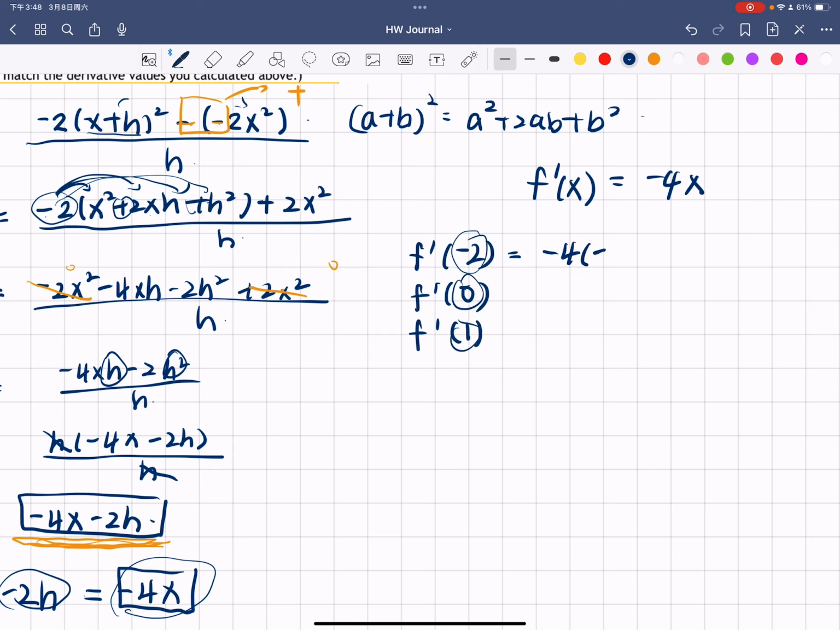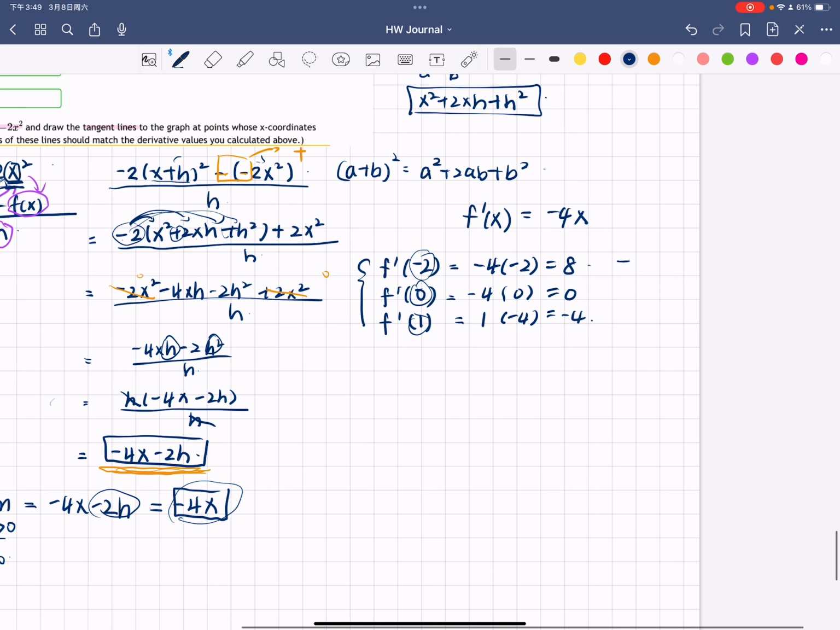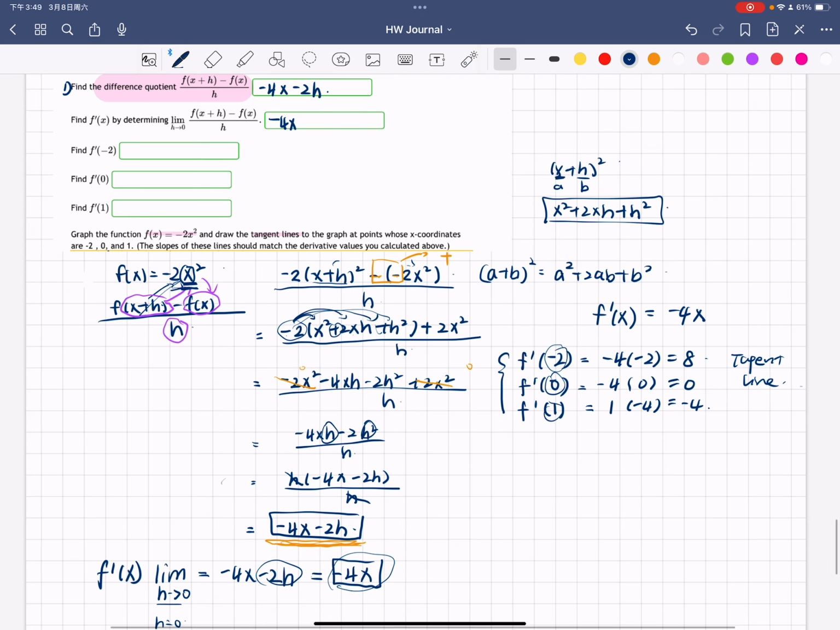So negative 4 times negative 2 is 8. Negative 4 times 0 is 0. And 1 multiplied by negative 4 is negative 4. So these are the values that we received for the tangent line of the original function. These are the coordinates.